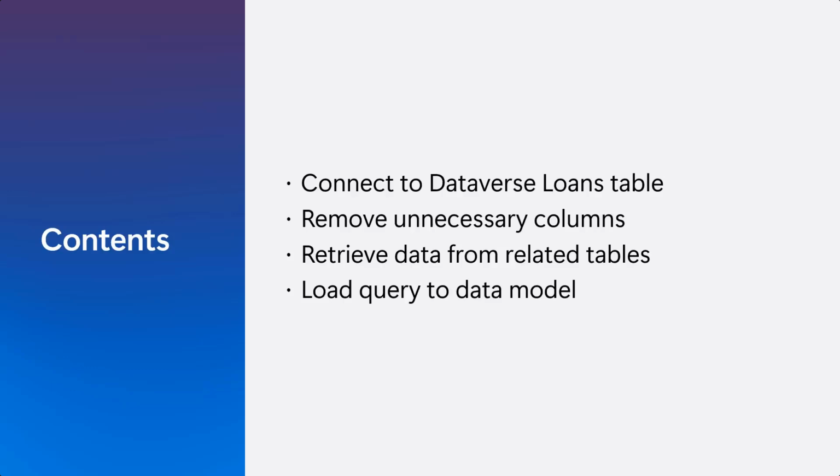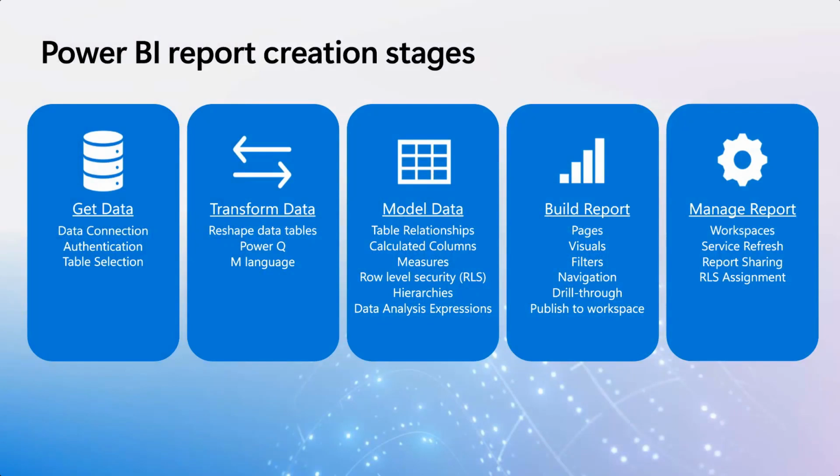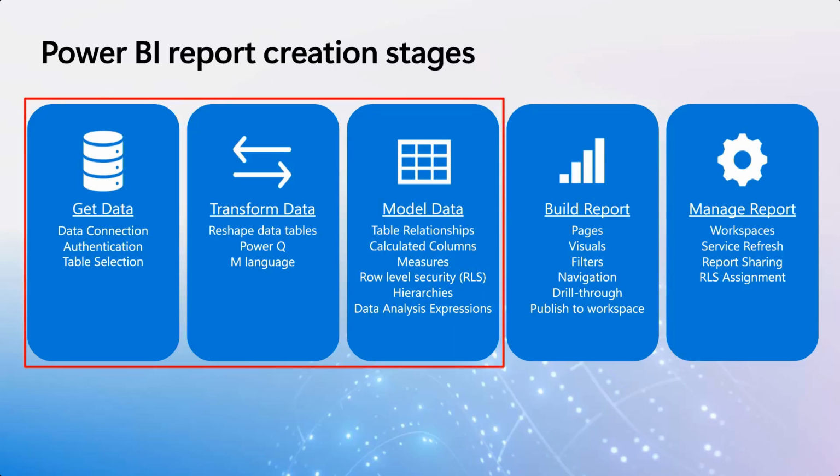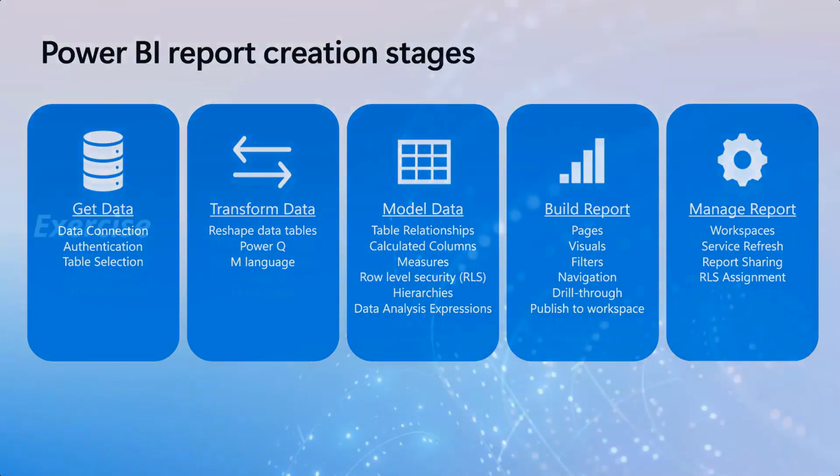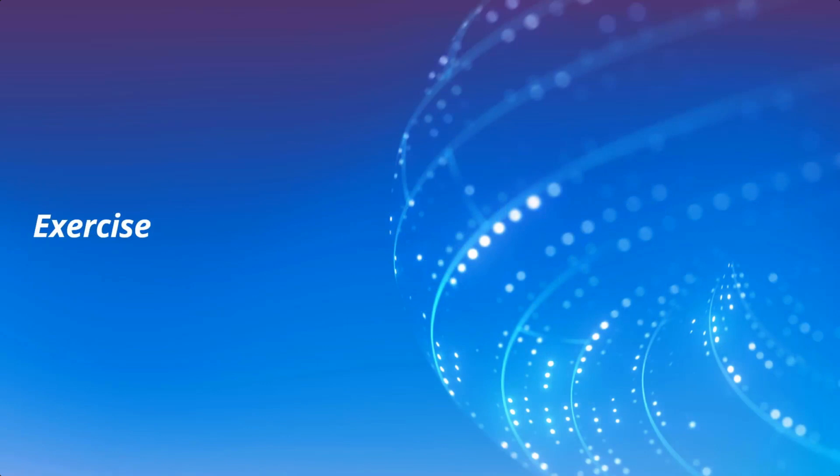It's also the table that we would consider to be at the center of our data model. So what we're going to do is to connect to the loans table. We'll remove any columns that we don't need. And we're also going to reach out to related tables to take some data from there. Once we're happy with our Power Query transformations, we'll load it into our data model. During the exercise, we'll be predominantly working in the get data and transform data steps before pushing the table into our data model. So let's move on to the exercise.